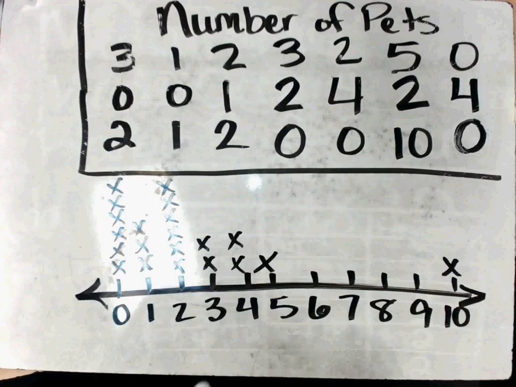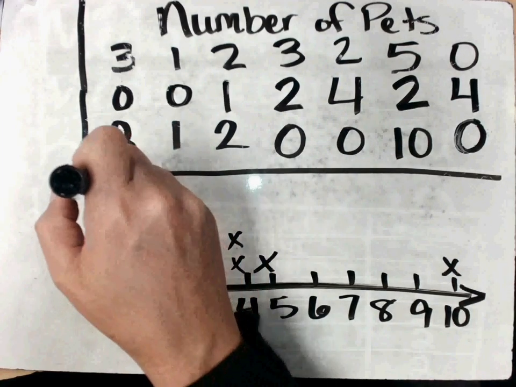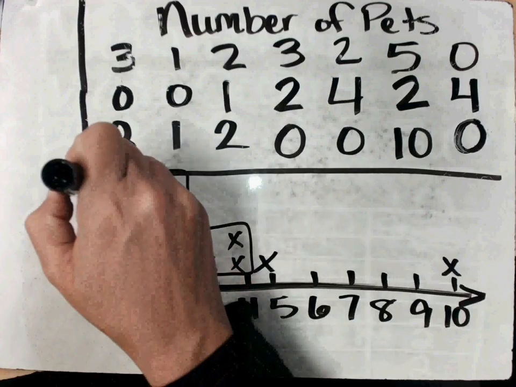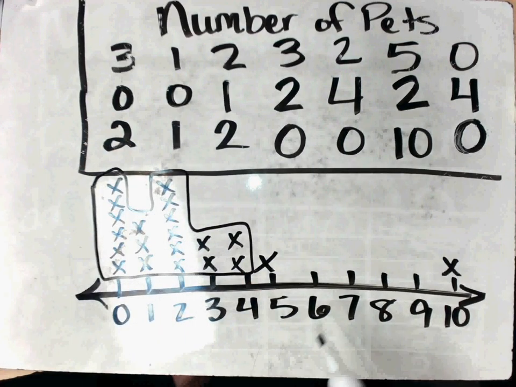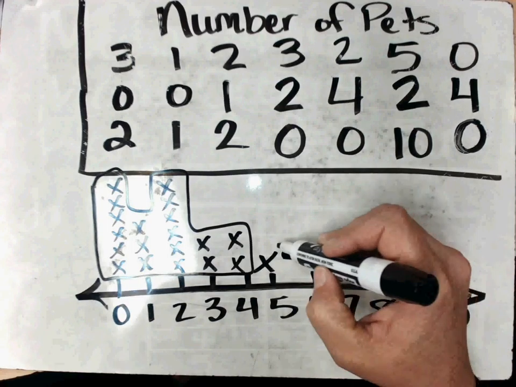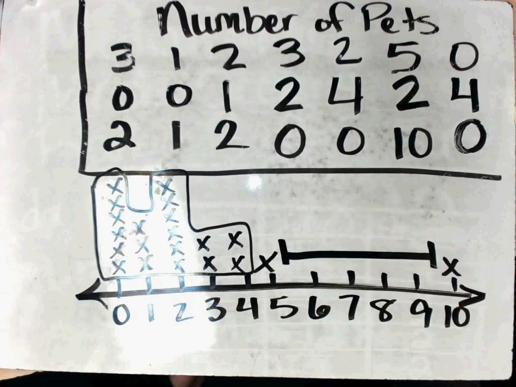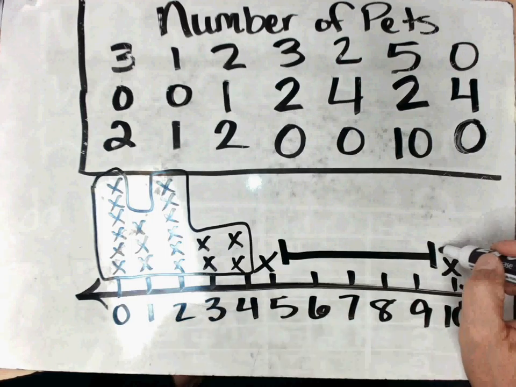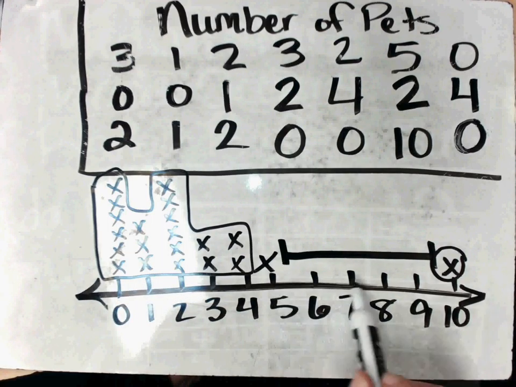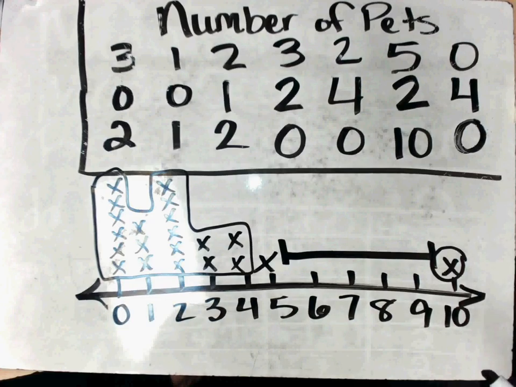So now if we look, we have a big cluster of data right there, right? It's a big cluster of data. Okay, then we have a gap right here, don't we? It's a big space with nothing in it. And then here's our little lonely outlier over here. Our 10 is our outlier, okay? So we have a cluster from 0 to 4. We have a gap from 5 to 10, and 10 is our outlier.